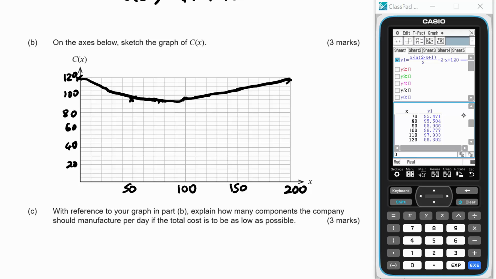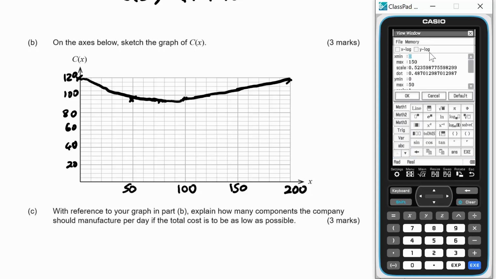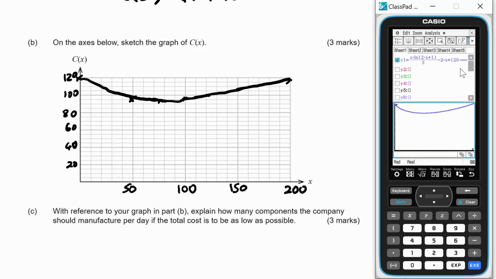With reference to the graph in part B, explain how many components the company should manufacture per day if the total cost is to be as low as possible. So what I'm going to do is go back to here, and instead we'll produce the graph. If we make the x-axis go from 0 to 200, and then we need to make the Y 0 to 120, then we should get a picture similar to what we've got over here. And then we want to find the minimum on there.